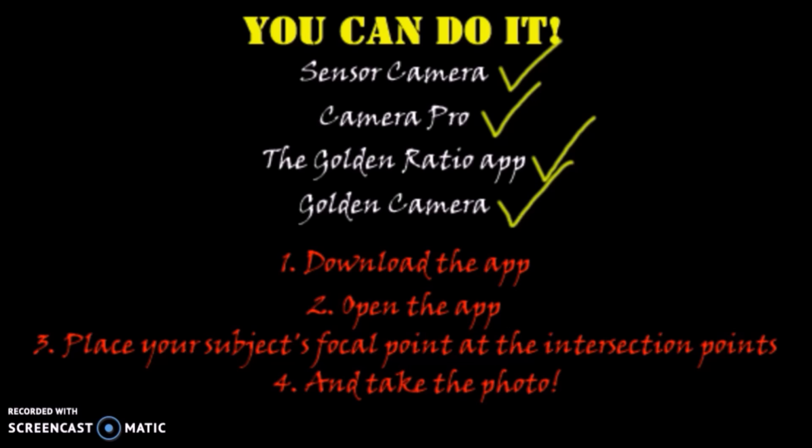So that was the end of today's lesson. Hope that you learned something new about the golden ratio from this video. Now you too can take amazing pictures.